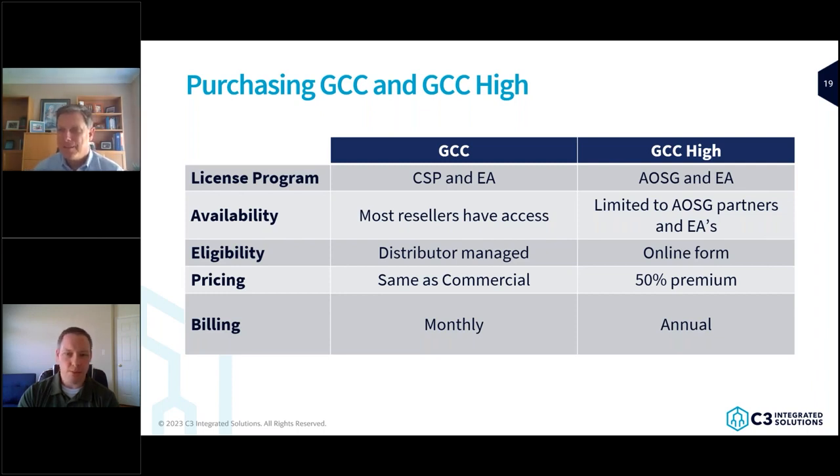Pricing wise, GCC is very similar to commercial. You're not going to see any material changes there. GCC High, on the other side, you will see generally a 50% bump in comparison to commercial and GCC. And then billing mechanisms on your GCC, you're going to be billed monthly versus an annual billing for GCC High.